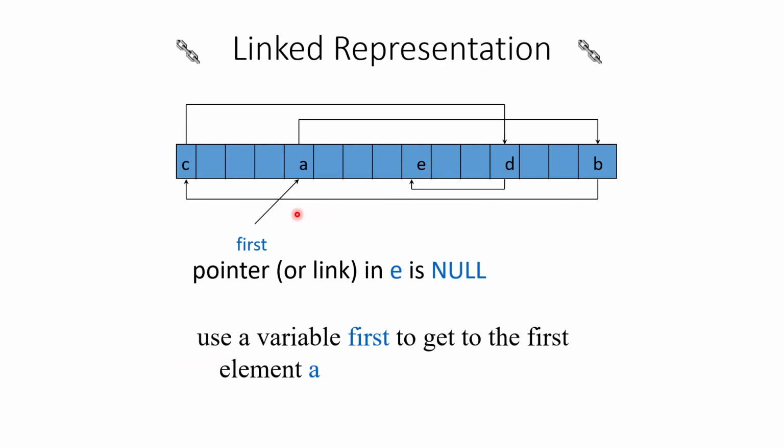See, this is the first field. A is the first element. A has the address of B. B has the address of the third node C. C has the address of D. D has the address of E. E is not having anything. So the address field, the link field of E should be set to null because it is the last node of the linked list.